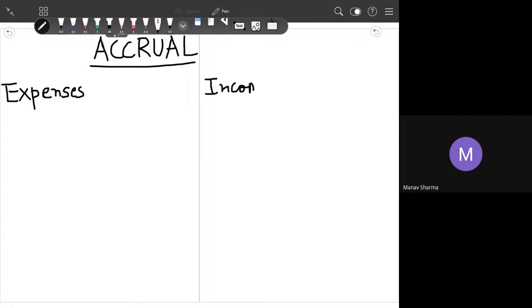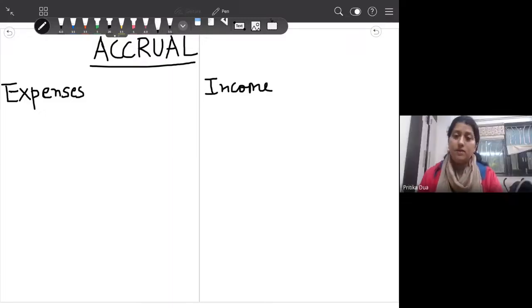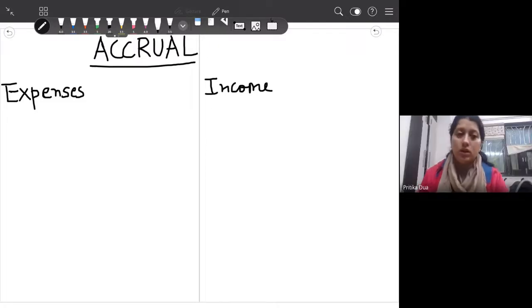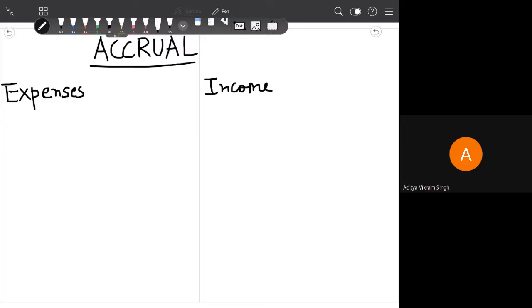Expenses and revenue are recorded when the payment is received. So, when the payment is received, or when the order is received, order is delivered or received. Okay, so when the order is delivered, yes, Aditya. Ma'am, we record a transaction on the date of the transaction, not when the cash is received or given.